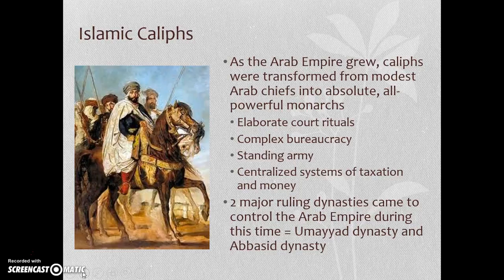As the Arab Empire grew, you see the caliphs were transformed from modest Arab chiefs to absolute, all-powerful monarchs. They held elaborate court rituals. They believed in a complex bureaucracy and a standing army. They also believed in centralized systems of taxation and money. So we'll see two of the major ruling dynasties that are going to come during this time period, one being the Umayyad dynasty and the second, the Abbasid dynasty.